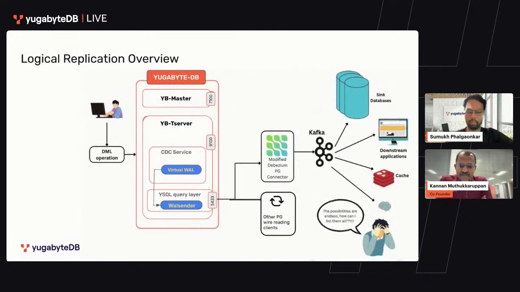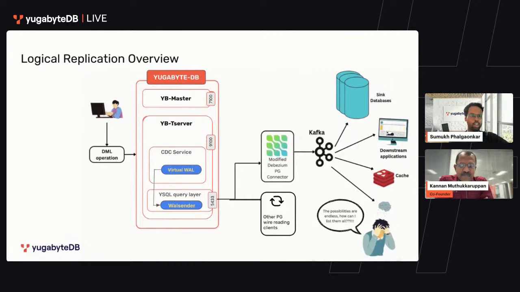So this slide explains a very top-level overview of how logical replication works. On the left, you see a user performing some DML operations, which are getting stored in YugabyteDB. Any client, be it a Debezium connector or any other PG-wire capable client, will connect to the 5433 port, start a walsender process, and consume those changes. From the client, you can send the changes to Kafka or some sink database, a data lake, downstream applications, or a cache. The possibilities are really endless.